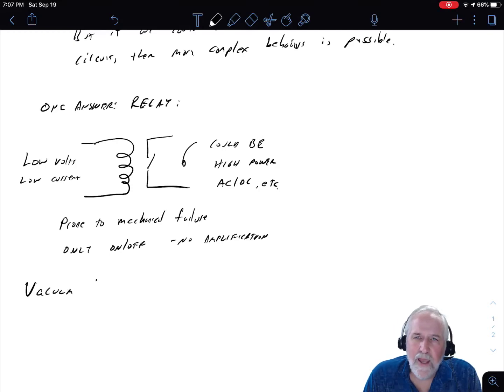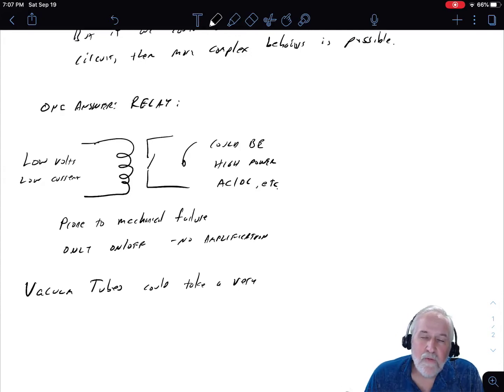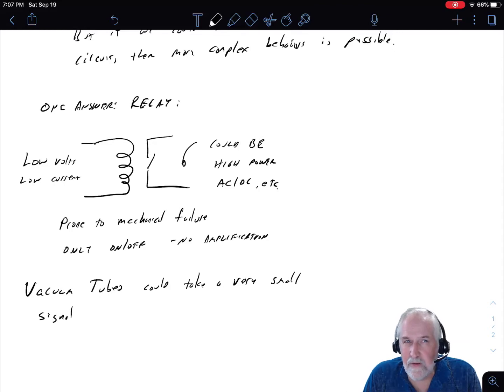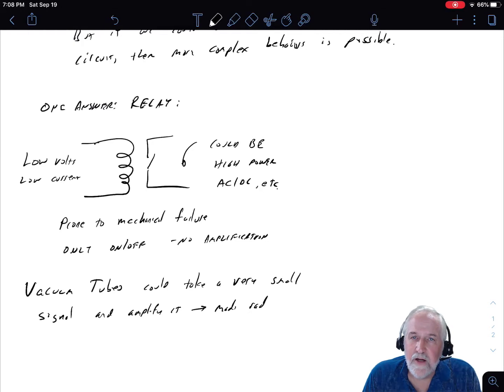It doesn't help you amplify a small signal, say what you pick up with an antenna from a radio transmission, and turn it into something that can drive a speaker. And for that, we invented vacuum tubes. And this is now we're getting into the 1920s, 30s, 40s. And that was how radio and television operated for the first half of the 20th century, because they could take small signals and amplify them.